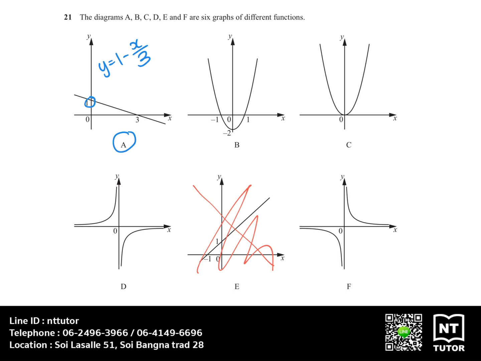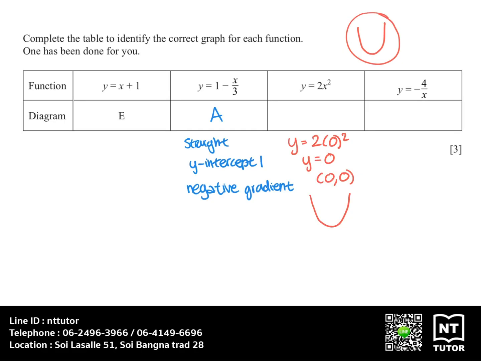So in these diagrams, there are 2 parabolas, this one and this one. They both open upwards, but only this one passes through the origin. Therefore, we know that this one is our y equals 2x squared for sure because it has to pass through the origin. So y equals 2x to the power of 2 is diagram C.